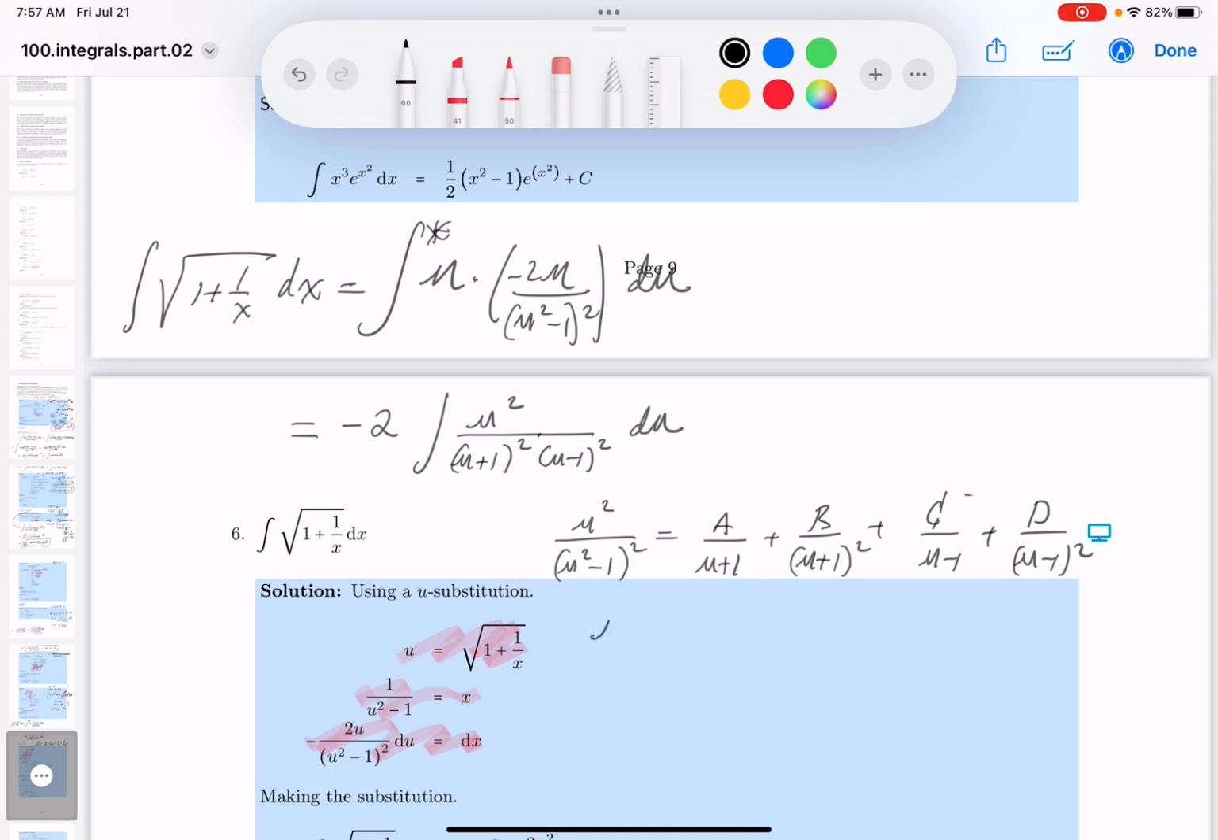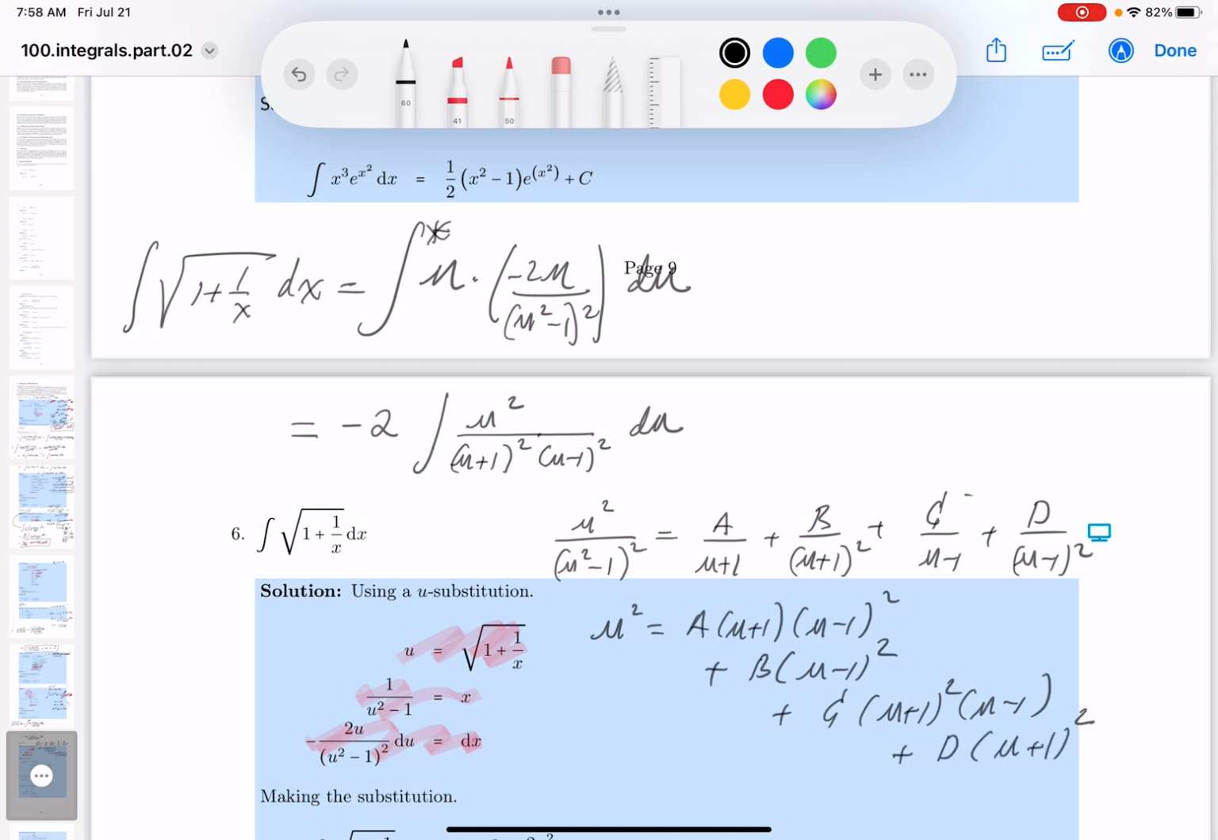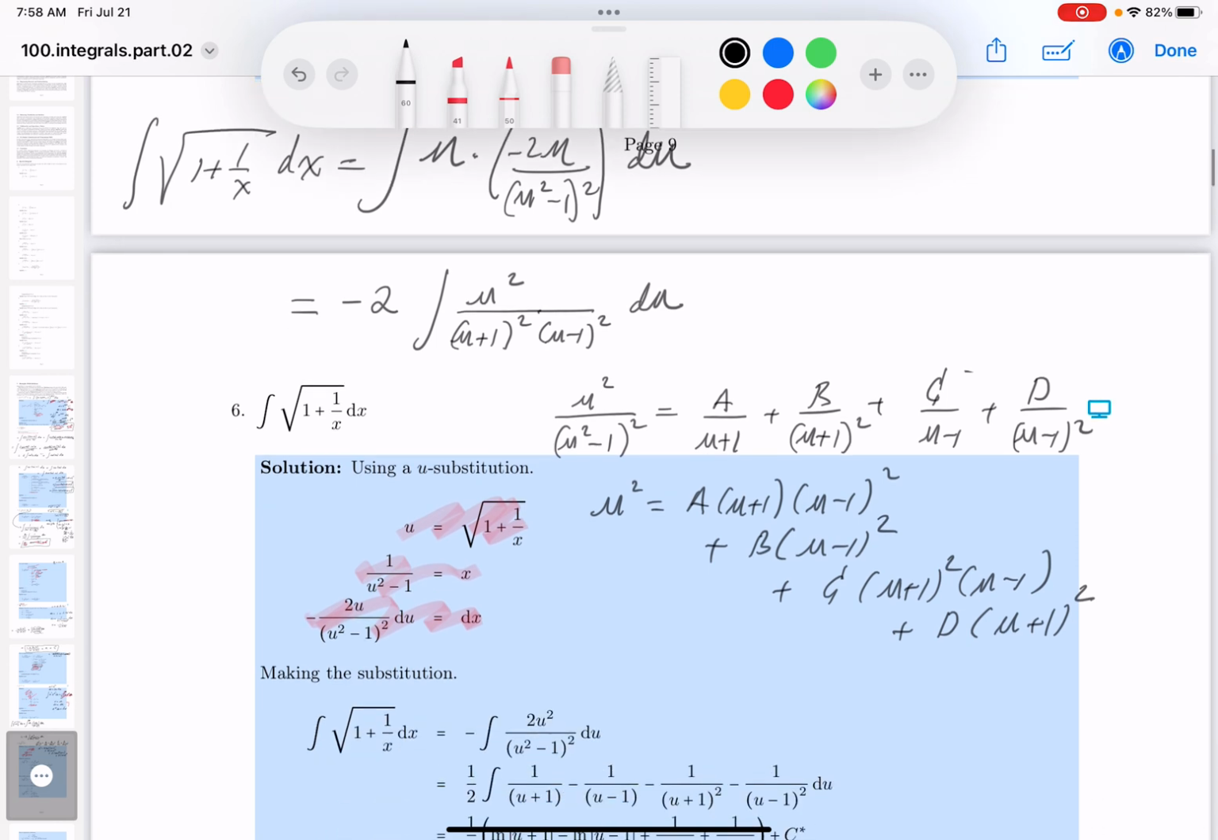I'm going to clear the fraction. You get u squared equals A, u plus 1, u minus 1 squared, plus B, u minus 1 squared, plus C, u plus 1 squared, u minus 1, plus D, u plus 1 squared. I've got to figure out the A, B, C, and D, and I'll do that by selecting easy numbers.